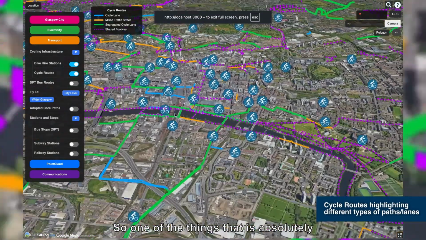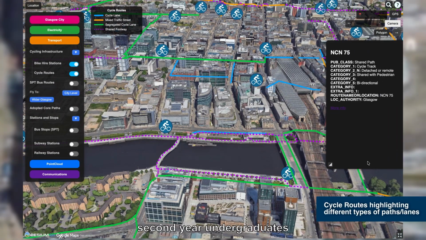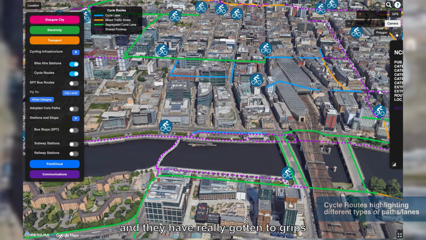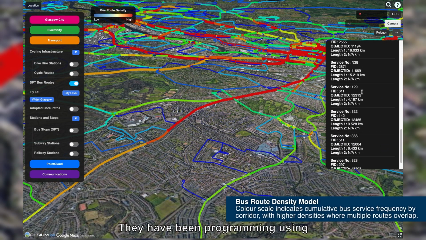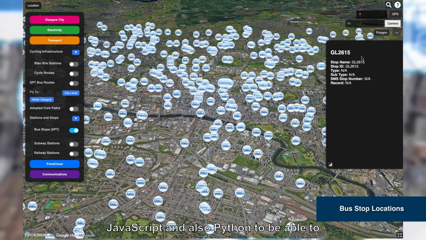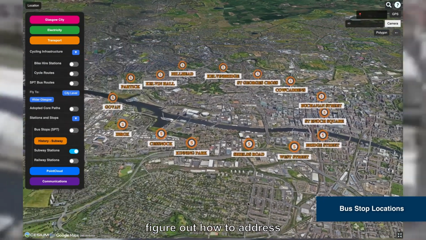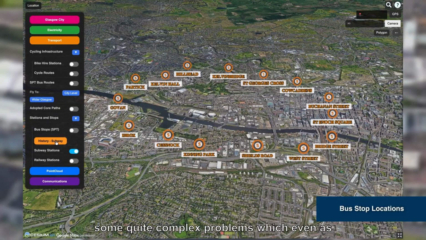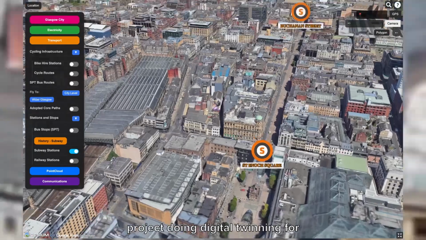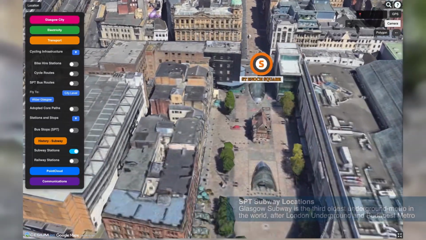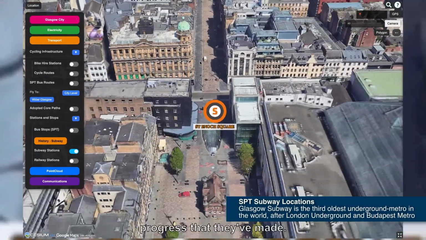One of the things that is absolutely tremendous in this project is that Ewan and Alexander are only second-year undergraduates, and they have really got to grips super fast with the Cesium software. They have been programming using JavaScript and also Python to figure out how to address some quite complex problems, which even as a postdoc working within the transit project doing digital twinning for transport decarbonisation has been a quite difficult research task. So it's brilliant to see the progress that they've made.